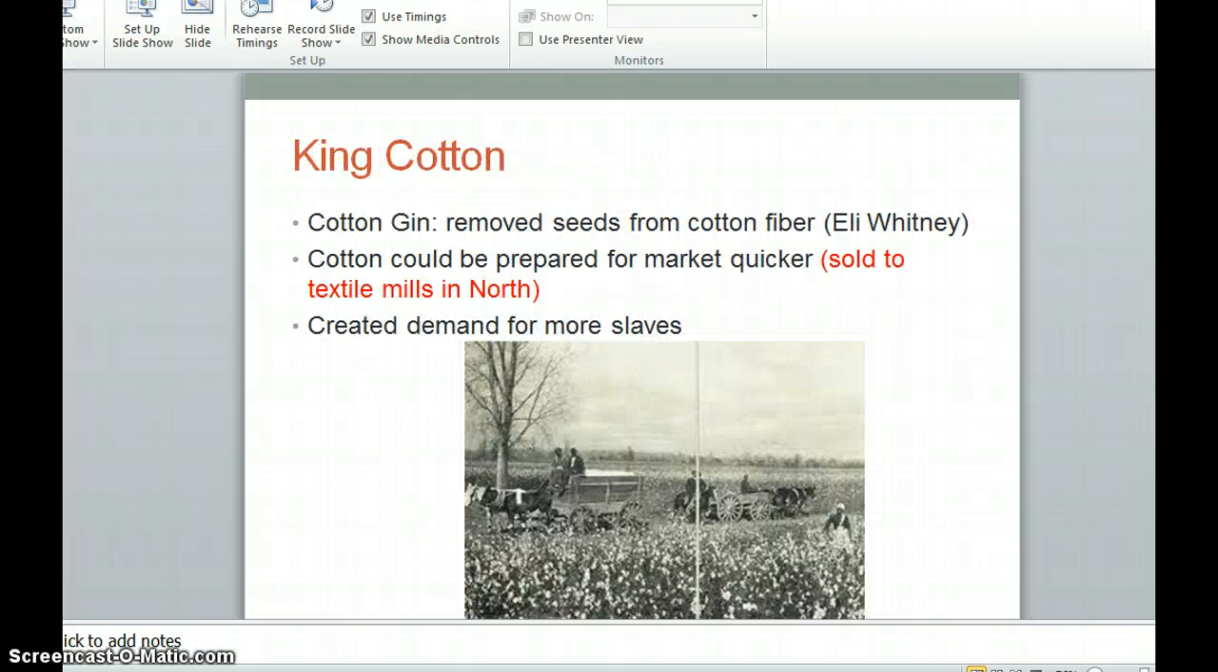King Cotton. The cotton gin was invented by Eli Whitney. The cotton gin removed the seeds from cotton fiber. This meant that cotton could be prepared quicker for market, and it was then sold to the textile mills in the North. One thing that the cotton gin did, an after effect, was that it created demand for more slaves. This increased the need for the farmers in the South to have slaves.